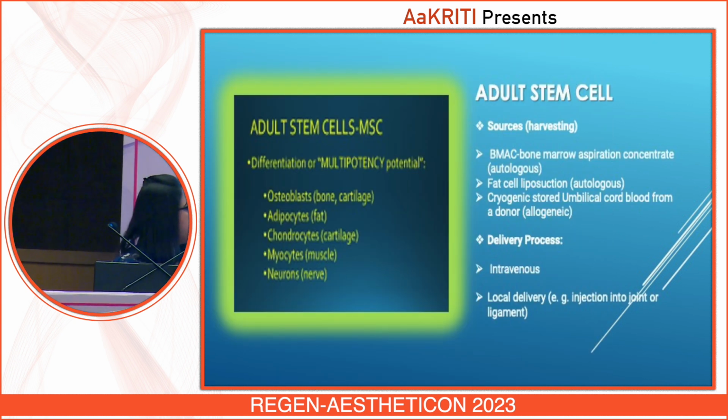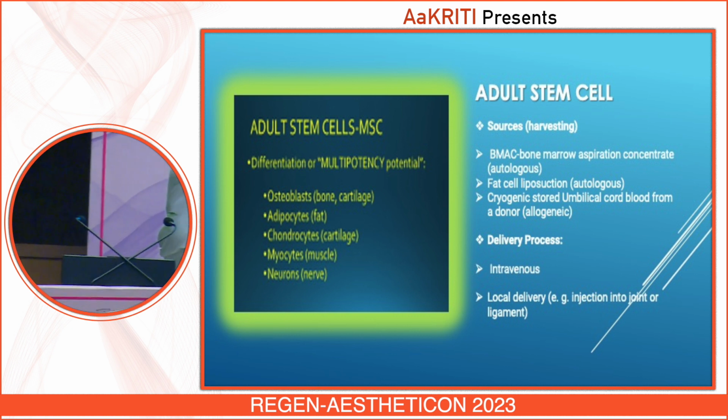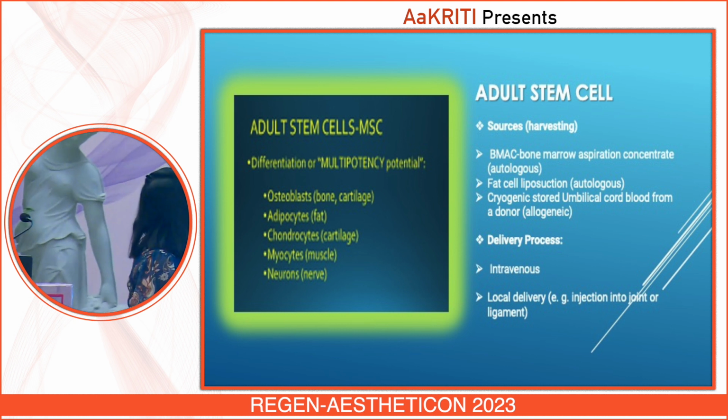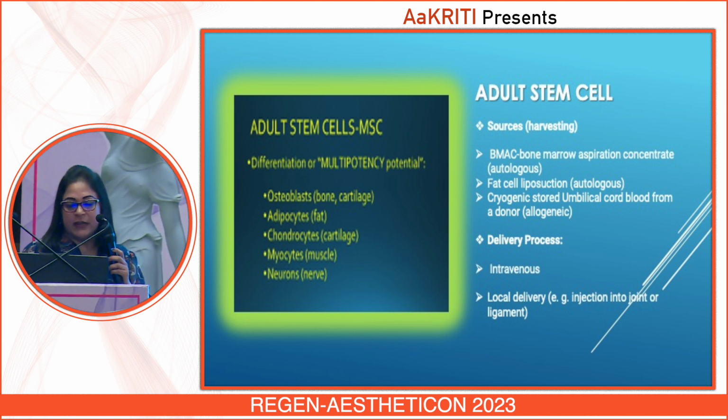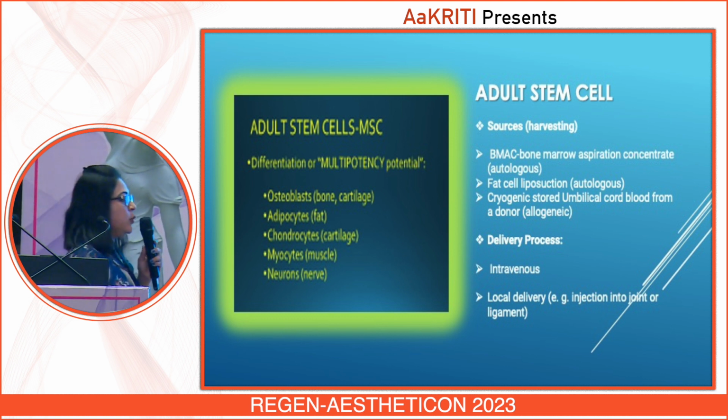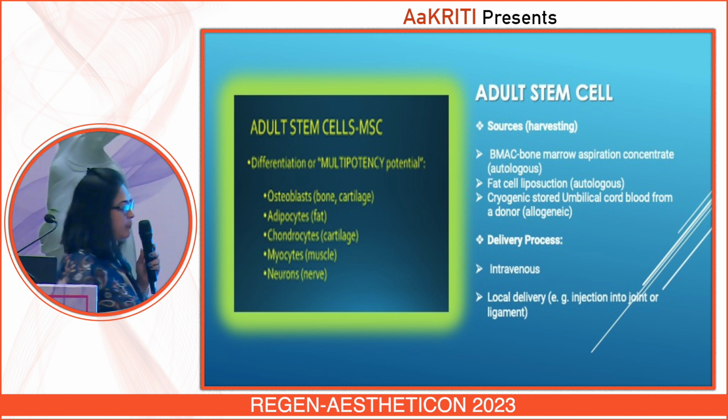Adult stem cells, what are the sources? They come from bone marrow, fat tissue, cord blood, and cord tissue. And the delivery process is generally intravenous or local delivery.